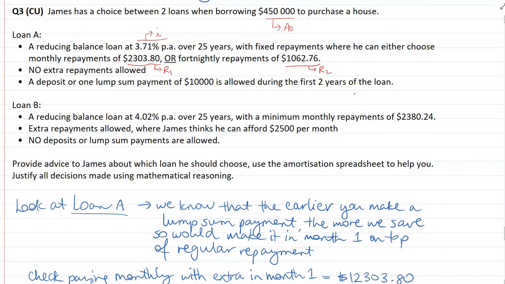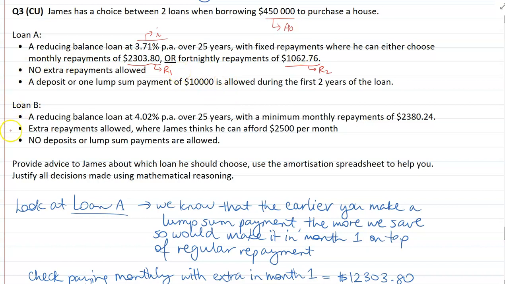So within loan A, you're testing two different scenarios: if he pays monthly, and if he pays fortnightly. And in both those scenarios, you're putting in that $10,000 lump sum.